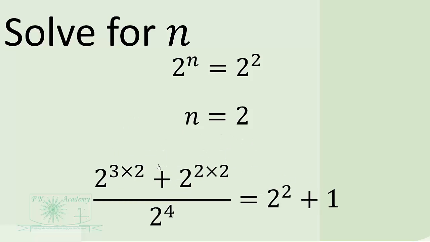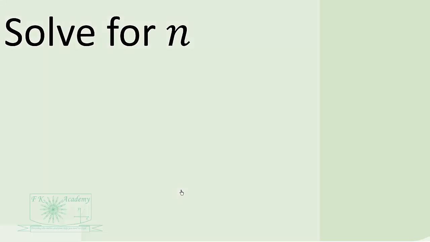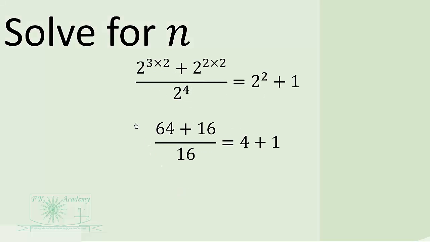Now we can check by substituting 2 into the original exponential equation. And when we evaluate these, we obtain 64 plus 16, which is 80 over 16. And that will give us 5. So 5 is equal to 5.